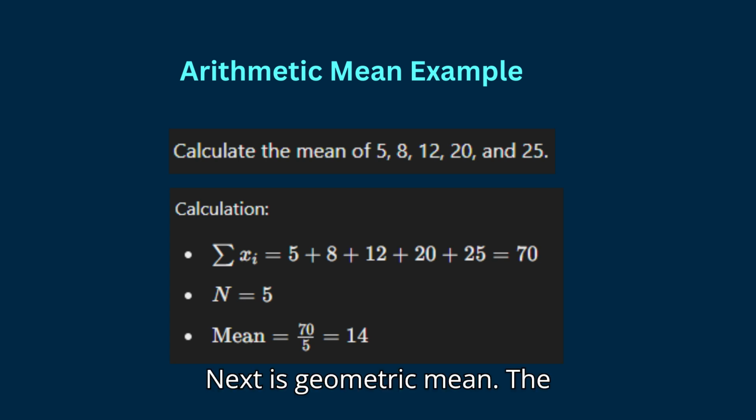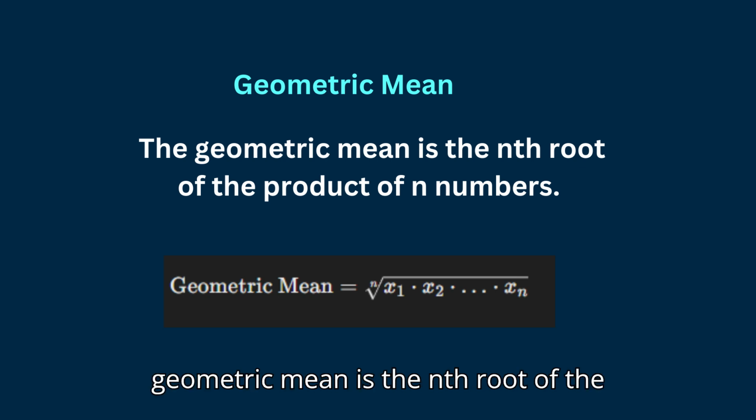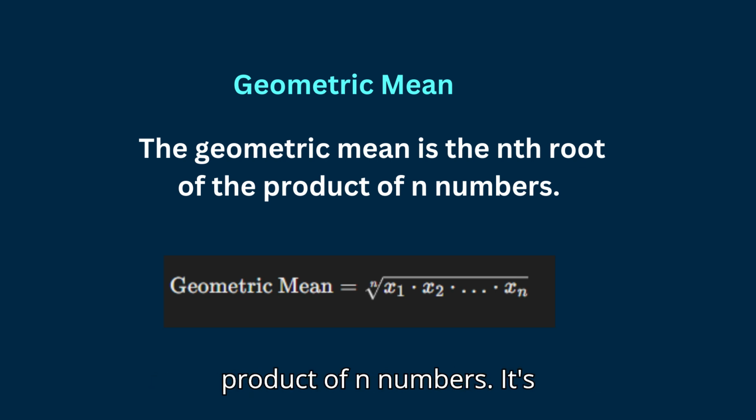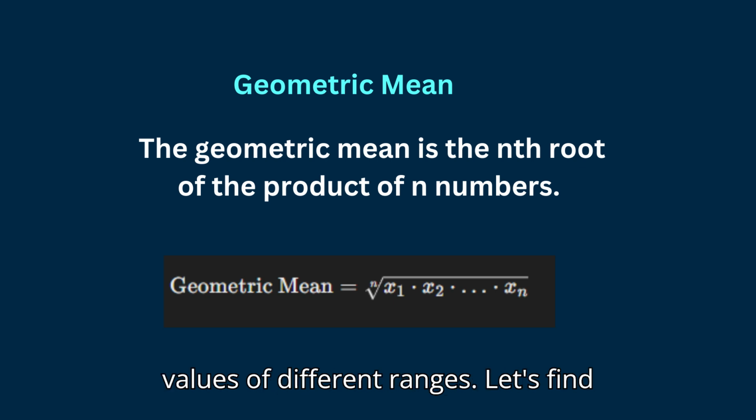Next is the geometric mean. The geometric mean is the nth root of the product of n numbers. It's especially useful for datasets with values of different ranges.